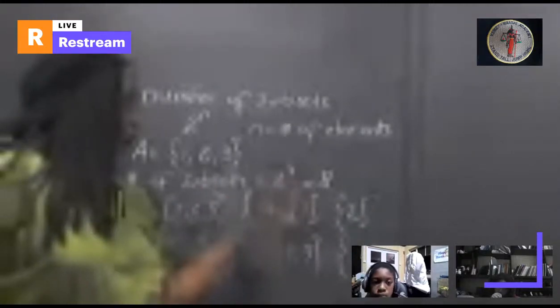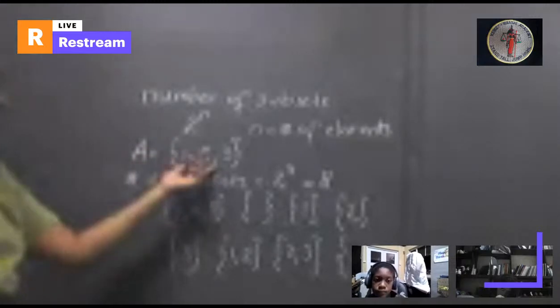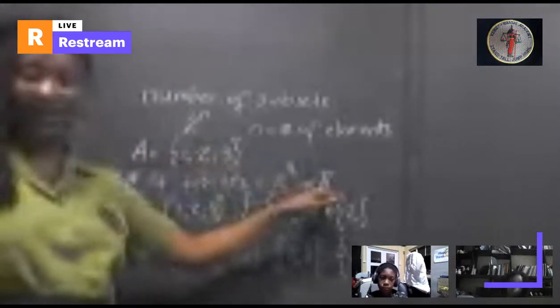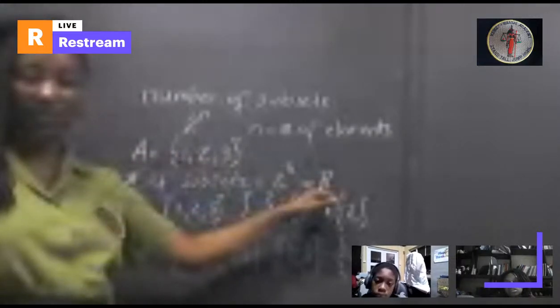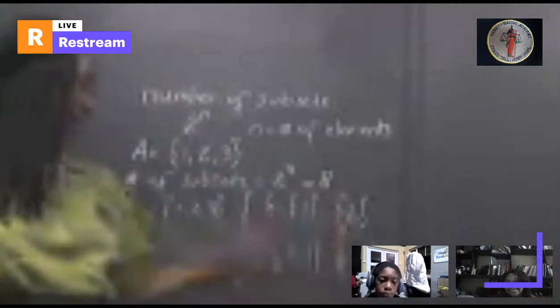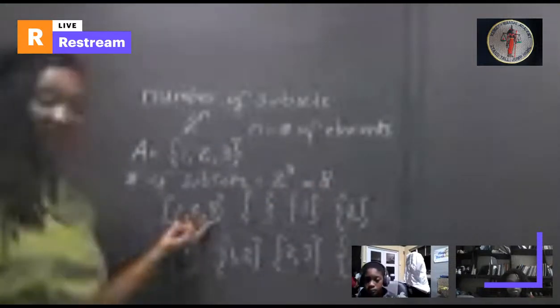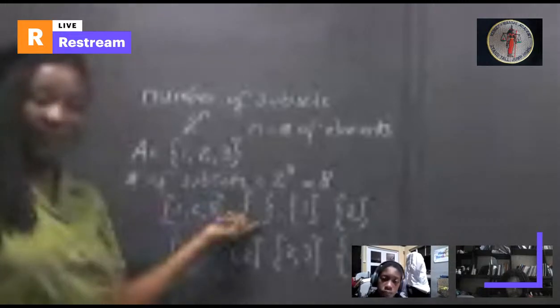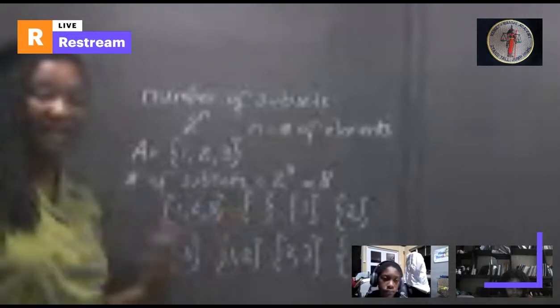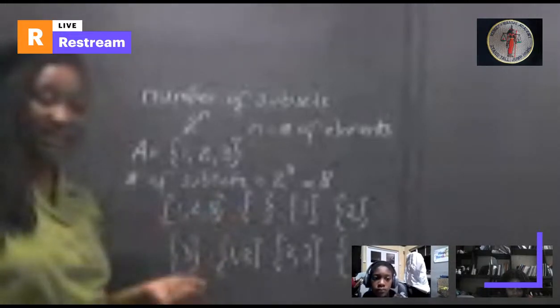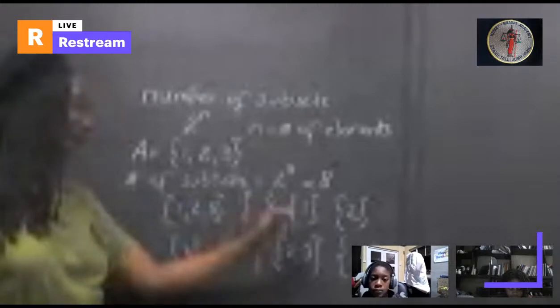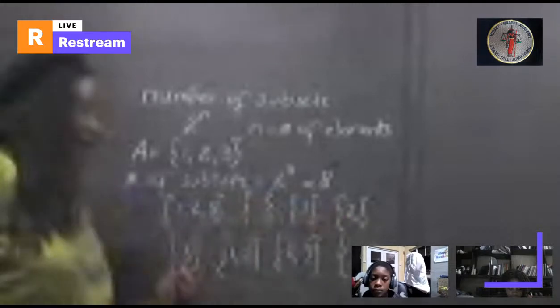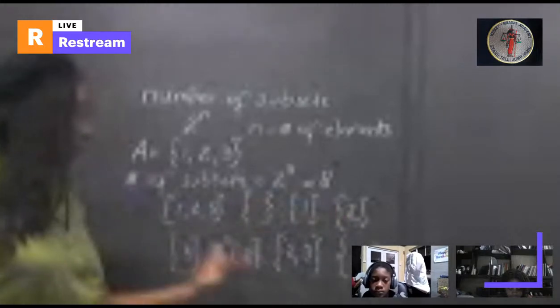If a set has 3 elements, it will have 8 possible subsets. And these are the 8. The set is a subset of itself. The empty set is a subset of that set. The empty set is a subset of every set. And then we list out each element singly and we pair them up.